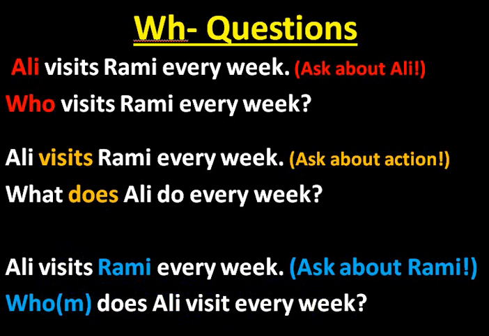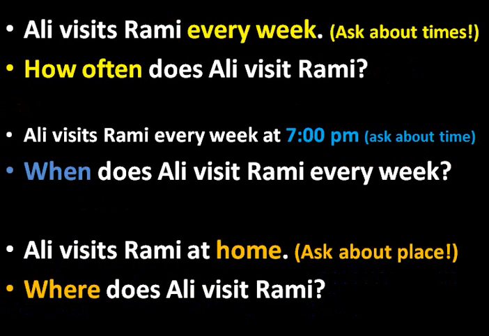See? Now let's go to the third slide. Here we have another sentence. Ali visits Rami every week. Ask about times. Okay, how many times? So I have to use how often. I'm not asking about the times. How many times does he visit Rami every week? So I have to use what? How often. After how often comes what? Comes the auxiliary verb. What type of auxiliary verb do I have to use?